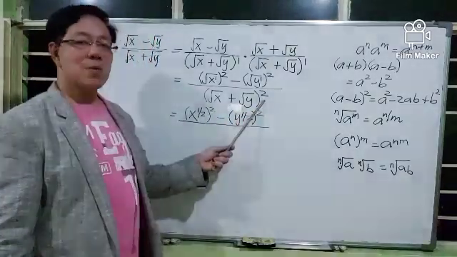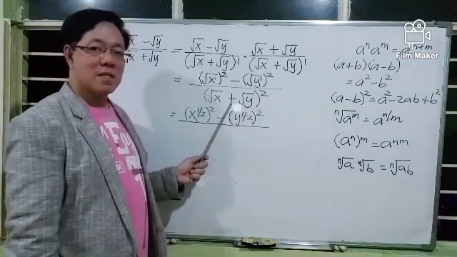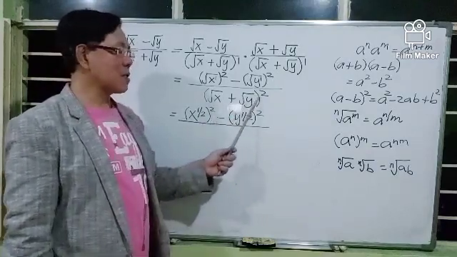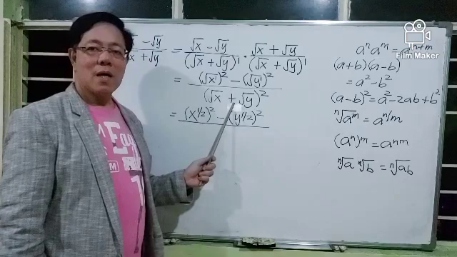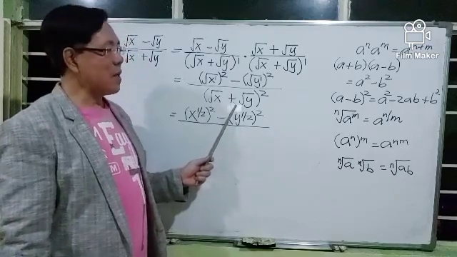In the denominator, we have the square of a sum of two terms, or square of a binomial, and we apply another special product rule.